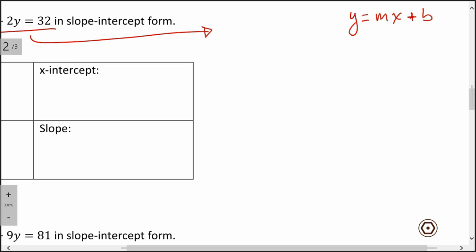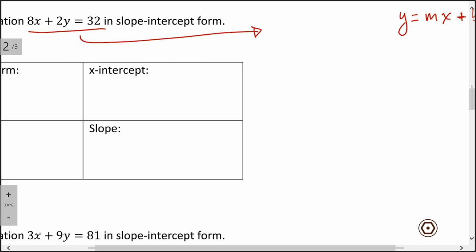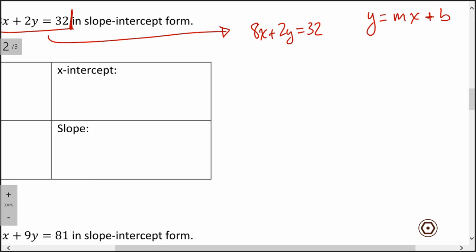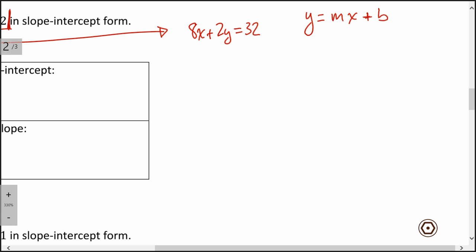So the big thing I'm thinking is just get y alone. So if I'm looking at this equation, I'm thinking to myself, get y alone, right? Let's write it over here. We've got 8x plus 2y equals 32. If I'm thinking I'm going to try and isolate y, the first thing I'm going to do is subtract 8x from both sides. Minus 8 times x.